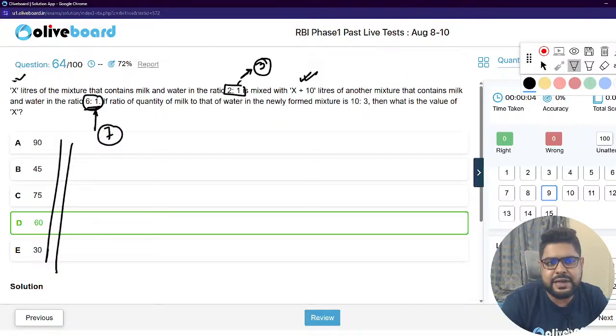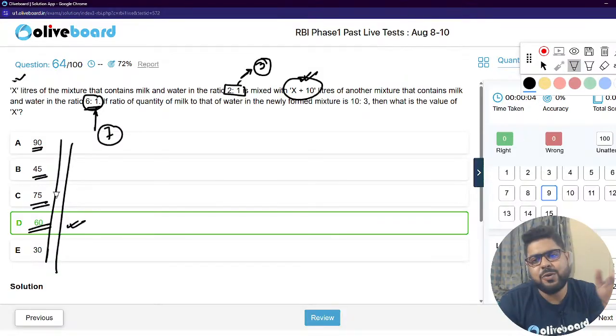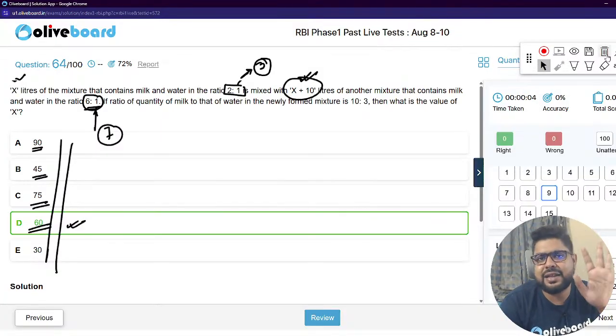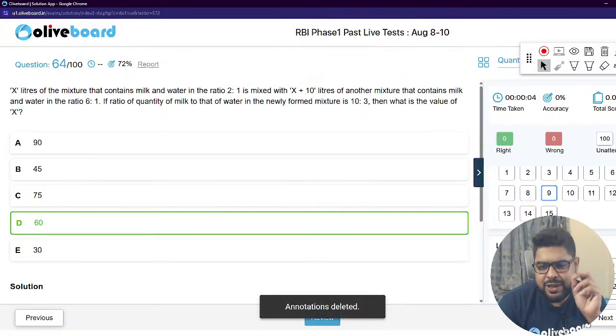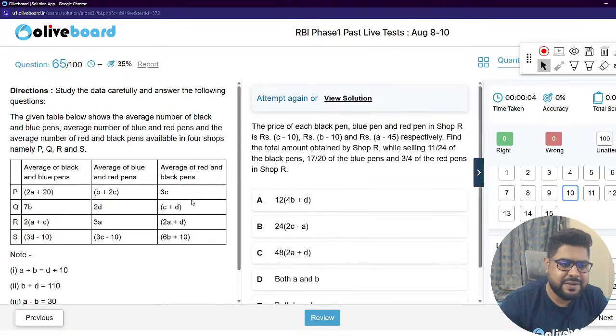Sir, x plus 10 meaning it has to be a multiple of 7. 90 plus 10 is 100, not a multiple of 7. 55 not a multiple, 85 not a multiple, 70 is a multiple. There is a strong chance it is. So you can start checking, you can do the back calculations. So this is another very unique way of thinking. You can apply these things.